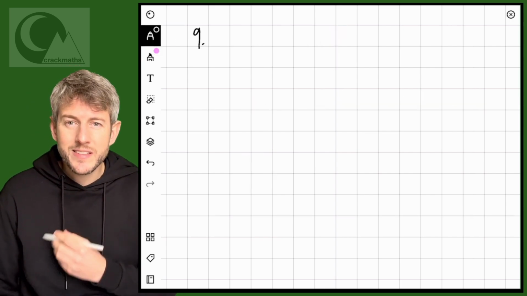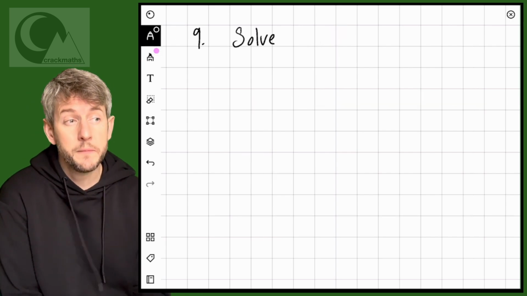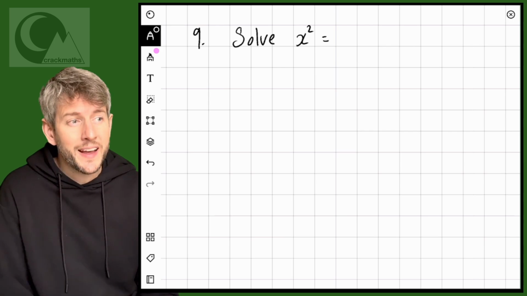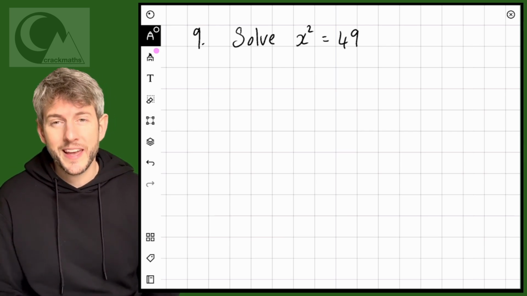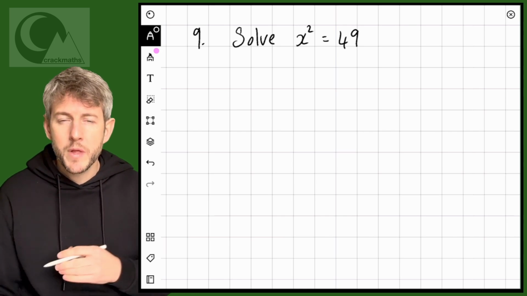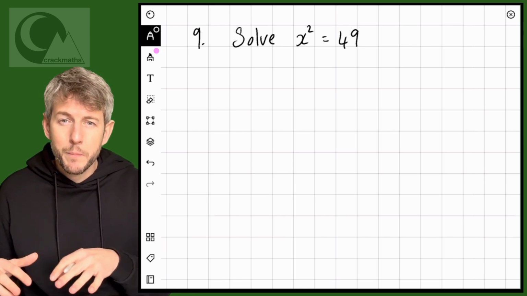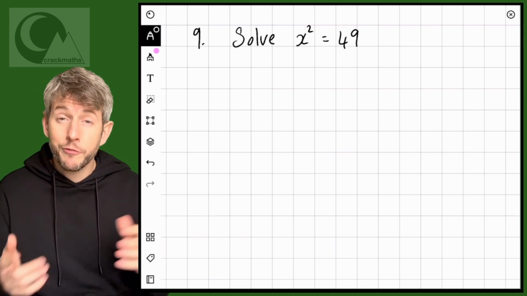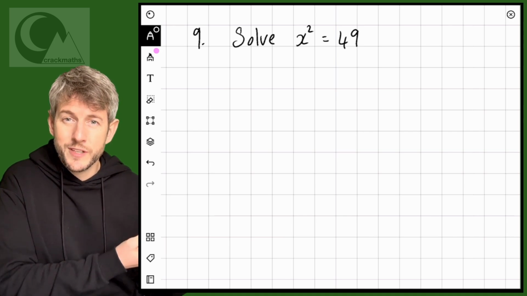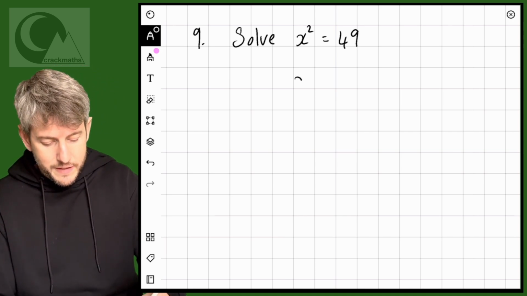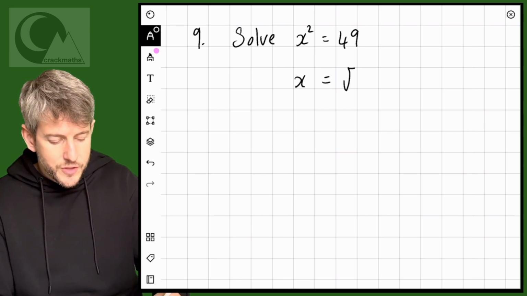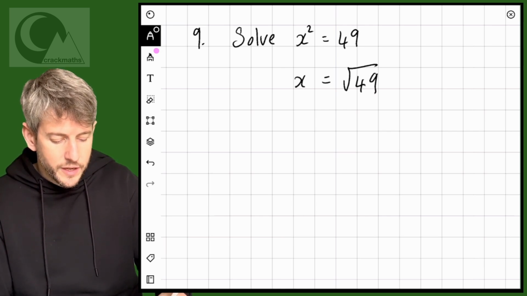Okay, here we go. Let's have a look at this question. This is question 9, and it says solve x squared equals 49. So this is going to be a case where we want to use our square root sign, because what we know is that some number multiplied by itself equals 49. So we need to reverse that operation. So in order to find x, we're going to have to find the square root of 49.